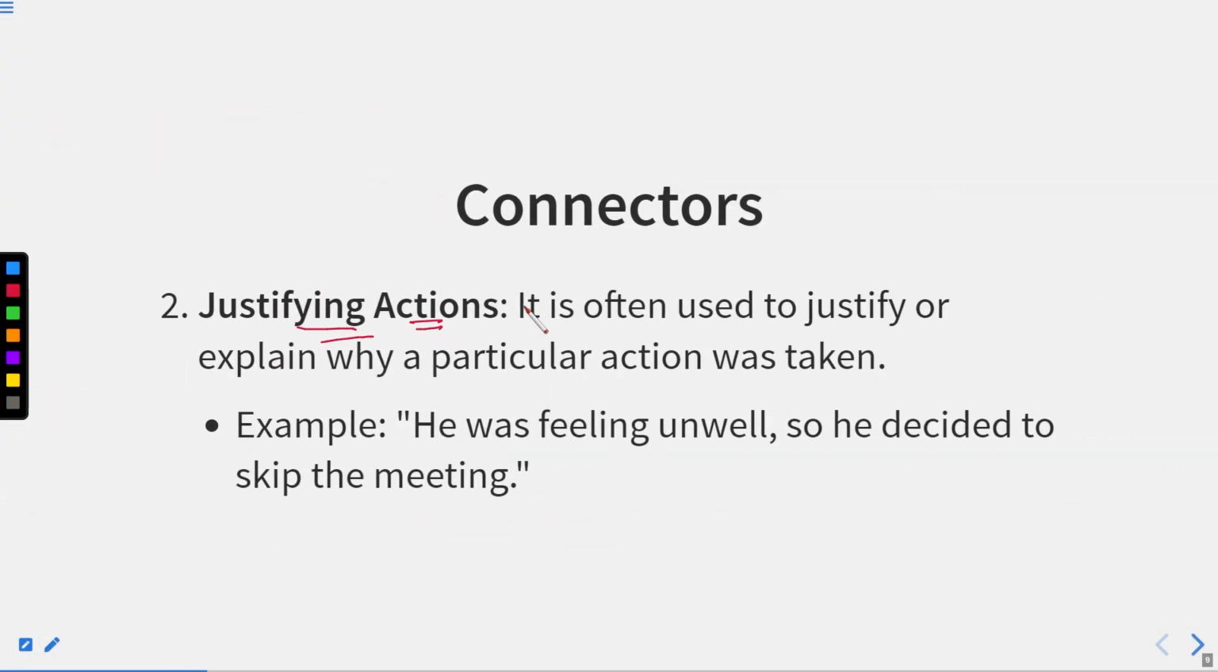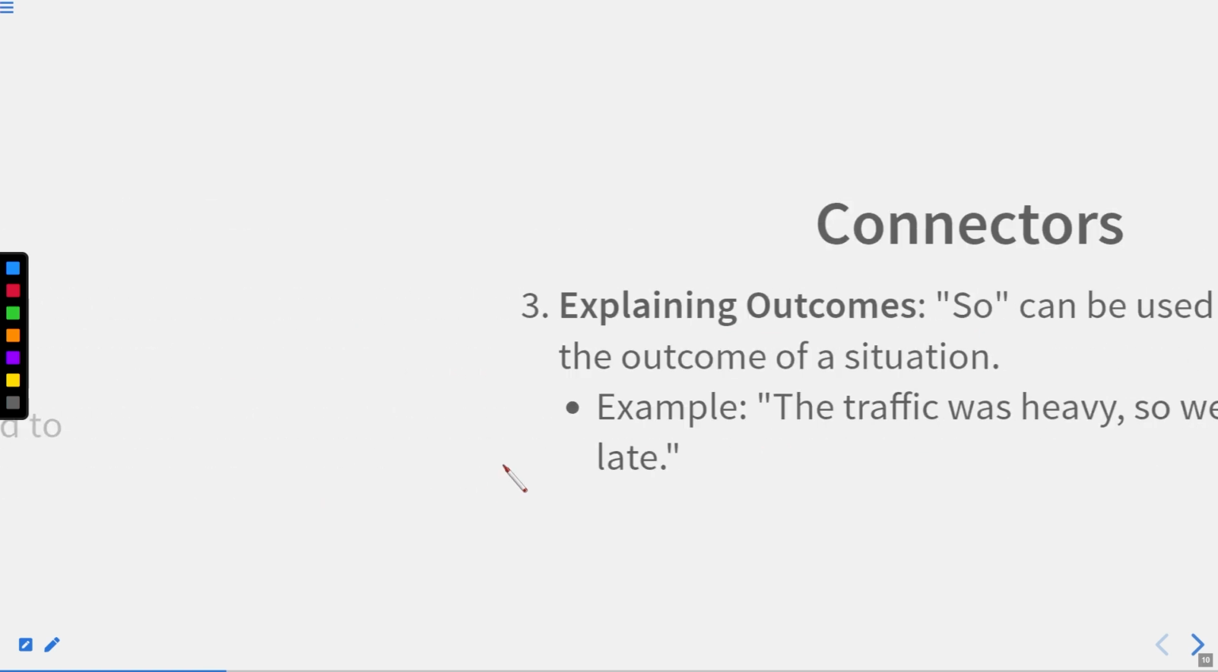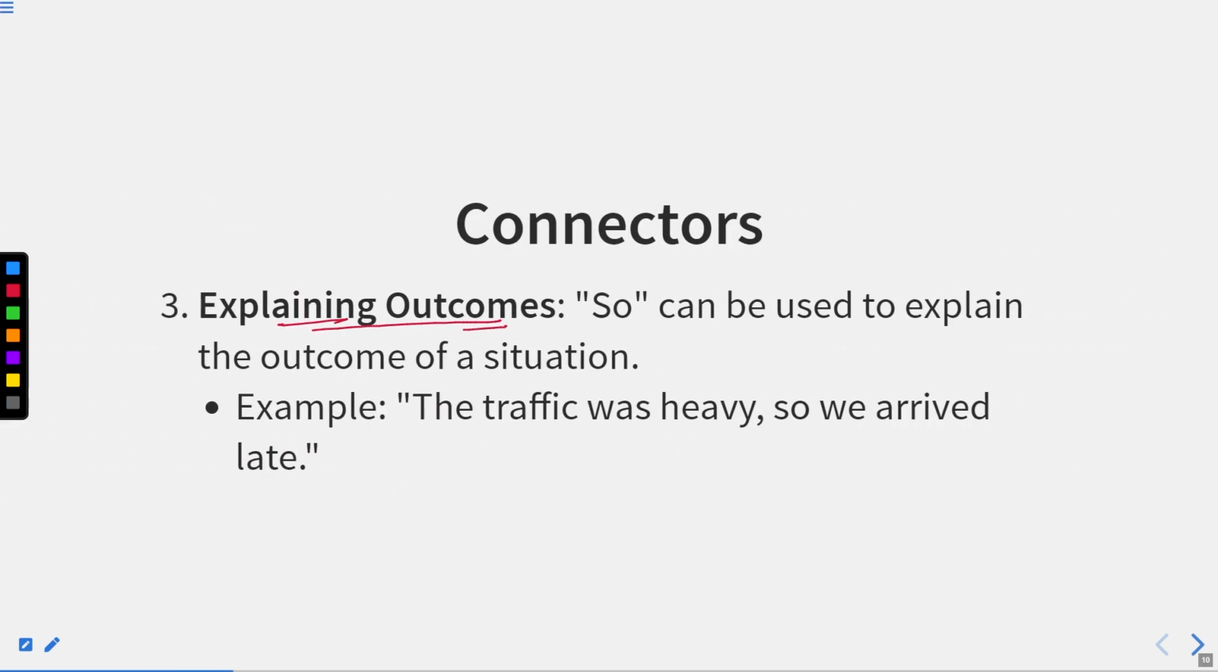Justifying actions. It is often used to justify or explain why a particular action was taken. He was feeling unwell, so he decided to skip the meeting. So he was feeling unwell is the cause, and what is the result? That he decided to skip the meeting. Explaining the outcomes: so can be used to explain the outcome of a situation. The traffic was heavy, so we arrived late. So we arrived late is actually the outcome of the situation, and the reason was that the traffic was heavy.